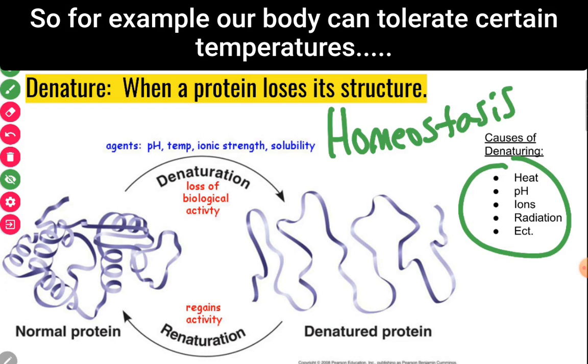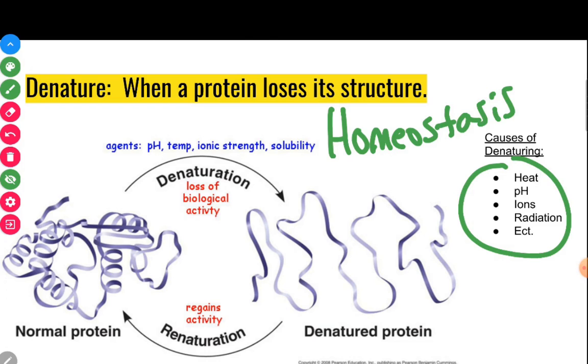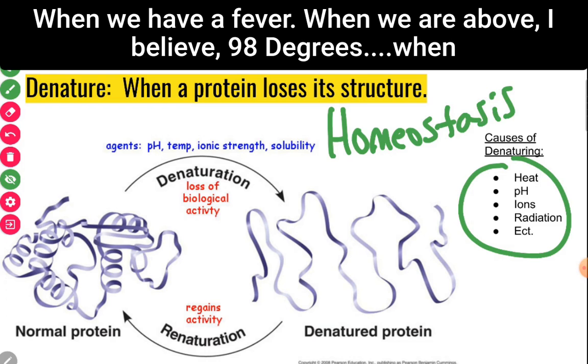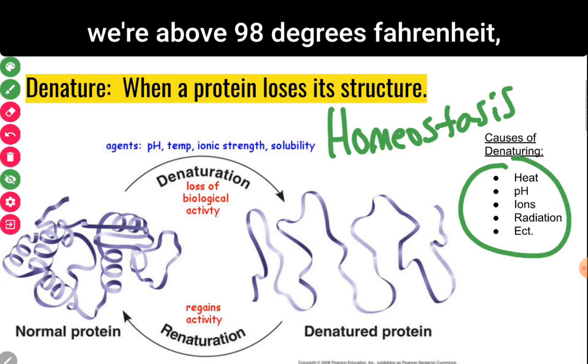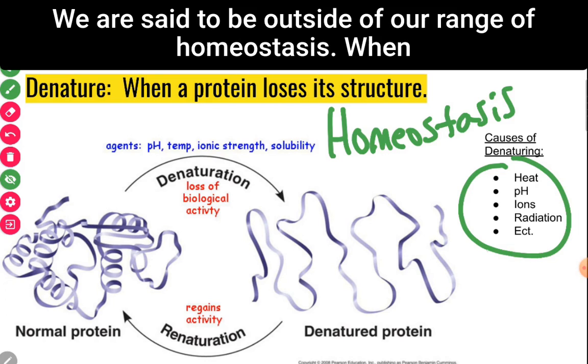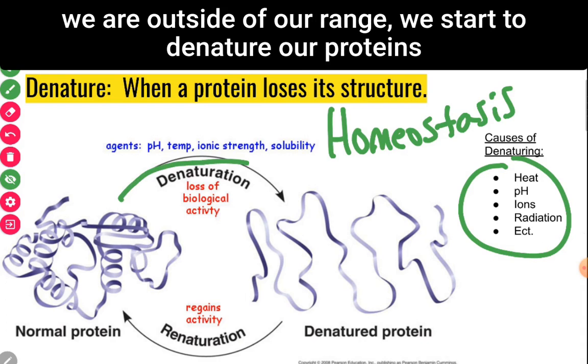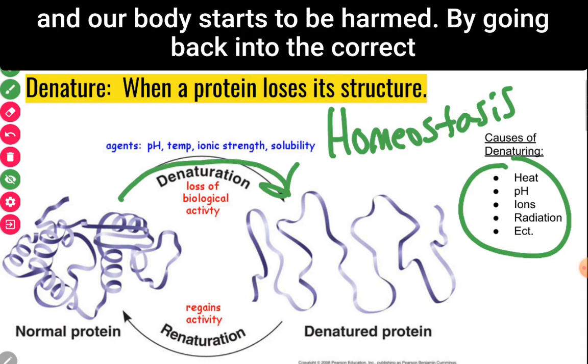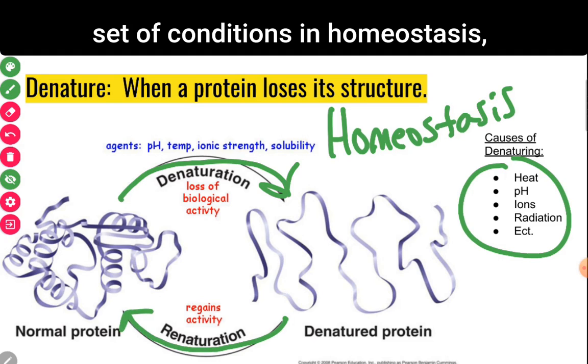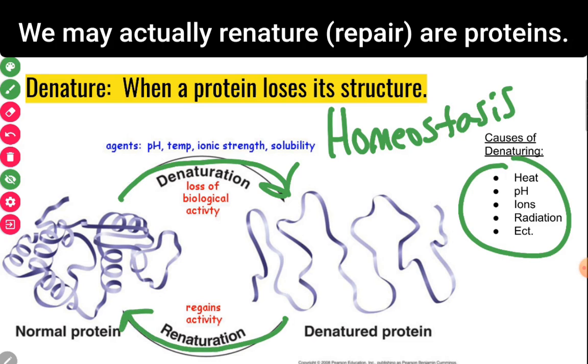So, for example, our body can tolerate temperatures. We have a fever when we are above, I believe, 98 degrees. When we are above 98 degrees Fahrenheit, we are said to be outside of our range of homeostasis. When we are outside of our range, we start to denature our proteins and our body starts to be harmed. By going back into the correct set of conditions in homeostasis, we may actually renature our proteins.